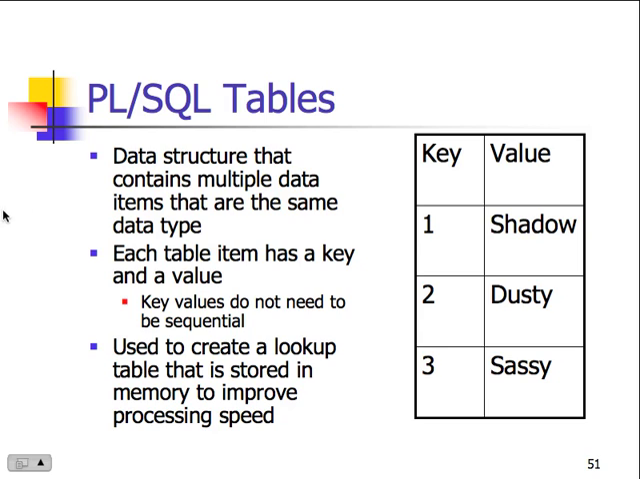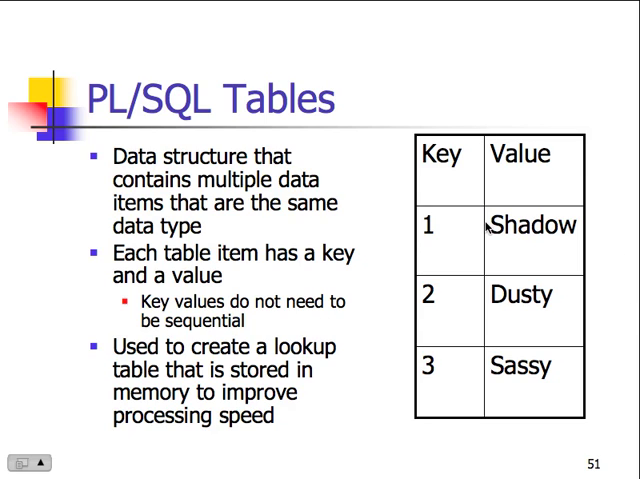So here we have a data structure that contains multiple data items that are the same data type. So we have a key-value relationship. So we have key 1, 2, 3, and then we have some values that are associated with the keys, shadow, dusty, sassy, as an example in this particular case. And so each table item has a key and a value, so a key-value pair. And the key values do not need to be sequential. They can be anything you want, actually.